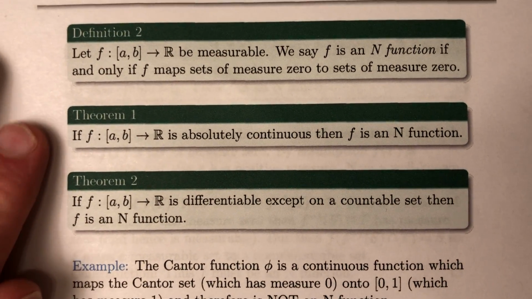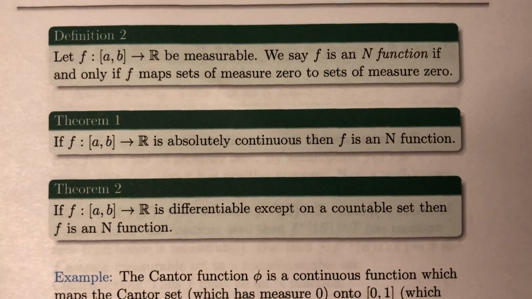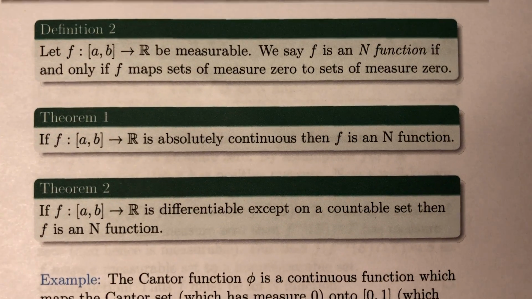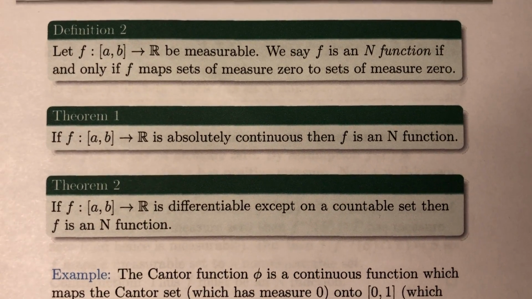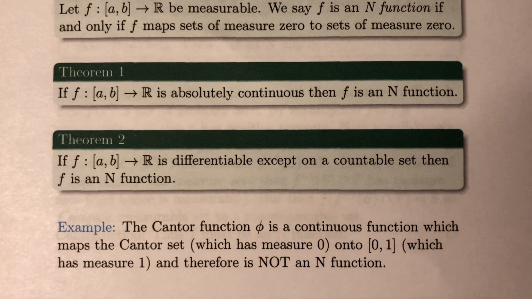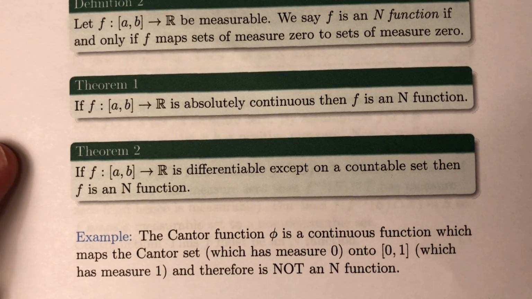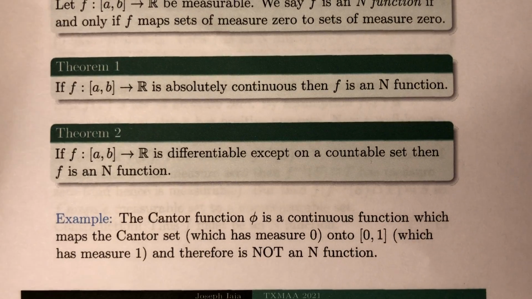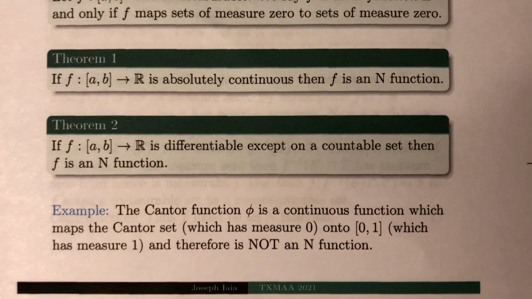It's one of the standard theorems that's proved in a measure theory course: if you have an absolutely continuous function, it maps sets of measure 0 to sets of measure 0. Another sufficient condition for an n function is if the function is differentiable except on a countable set. That also turns out to be an n function.